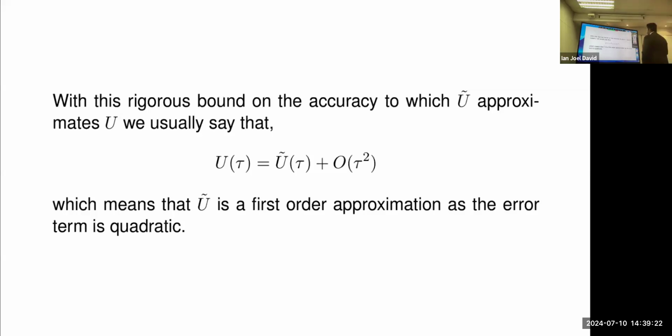And now, with the rigorous bounds on the accuracy of this approximation, I just want to mention how we usually write it before I move on. We'll usually say that U of tau is equal to U tilde of tau plus big O tau squared. And all this means is that we have a first order approximation with the error term being quadratic. That's all it means. So usually when you see some type of product formula or some type of approximation of the unitary operator, it will be written in this way to inform you to what order you're going to approximate the time evolution operator. So in our case, it's to big O tau squared. Okay?